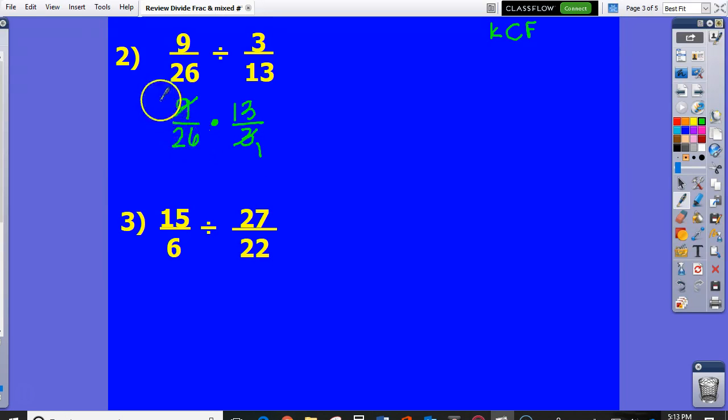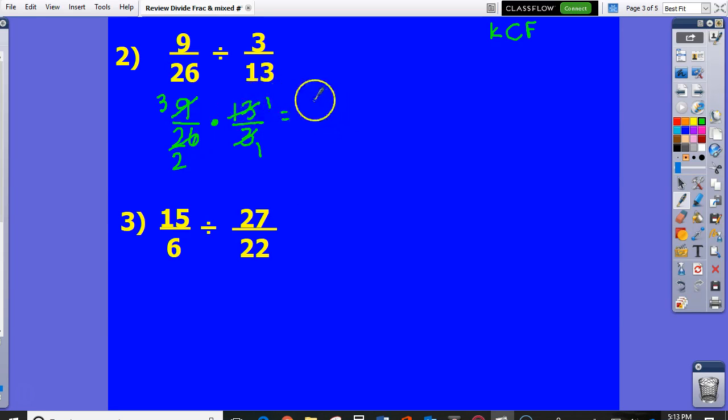9 divided by 3 is 3. What can go into 13 and 26 besides 1? 13. So 13 divided by 13 is 1. 26 divided by 13 is 2. Now look at what you have to multiply. The numerators are so much smaller.